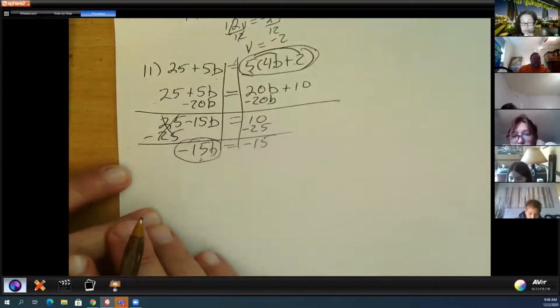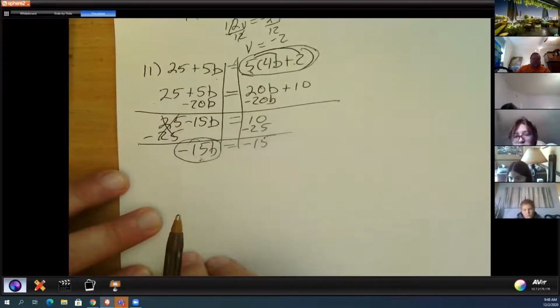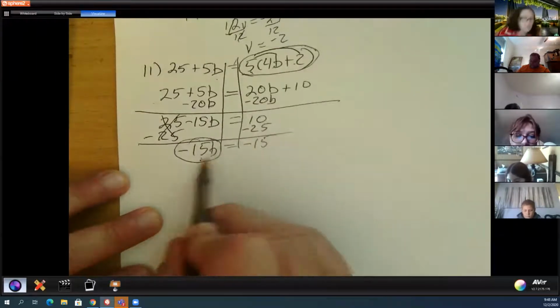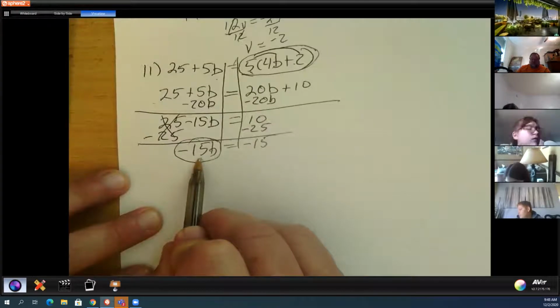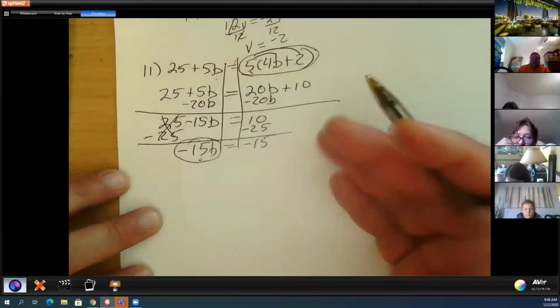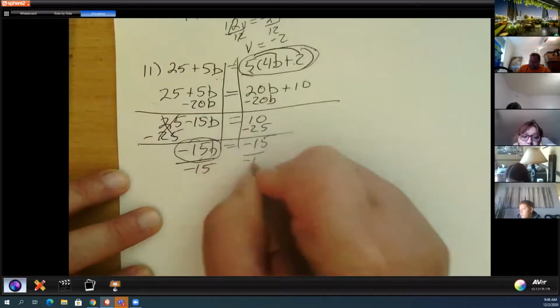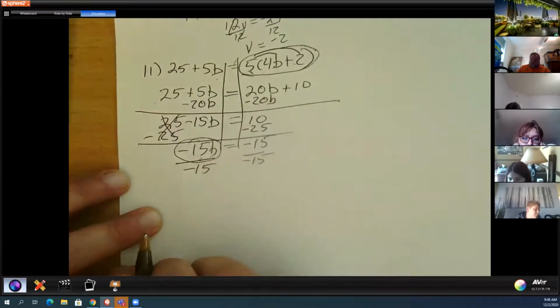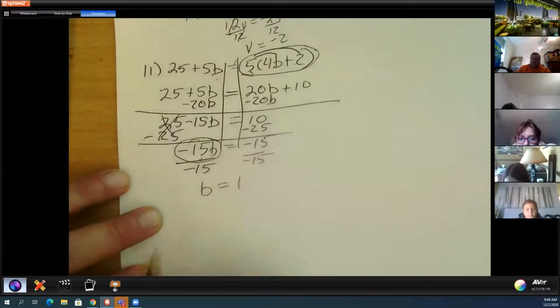Mr. Wiggins, what operation are we seeing in negative 15b? Divide. It's multiplication, right? How do we unwork multiplication, people? What's the opposite of multiplication? Division. Thank you. Division. So I divide both sides by negative 15. Now I have b equals 1.